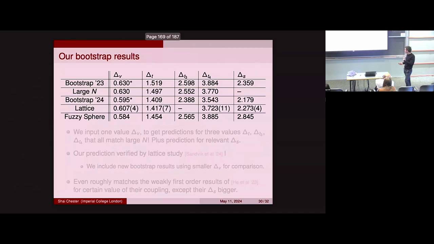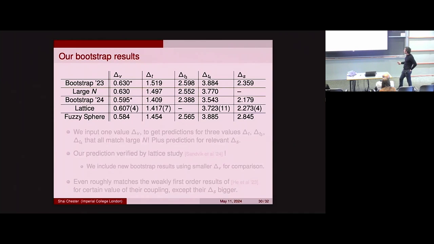Okay, so this is what we do, and here are our results. The top line is the result from our paper, which came out last year. Again, we put an asterisk here because this is the value we fixed. This is our input, and then these are the outputs, the predictions from our bootstrap.